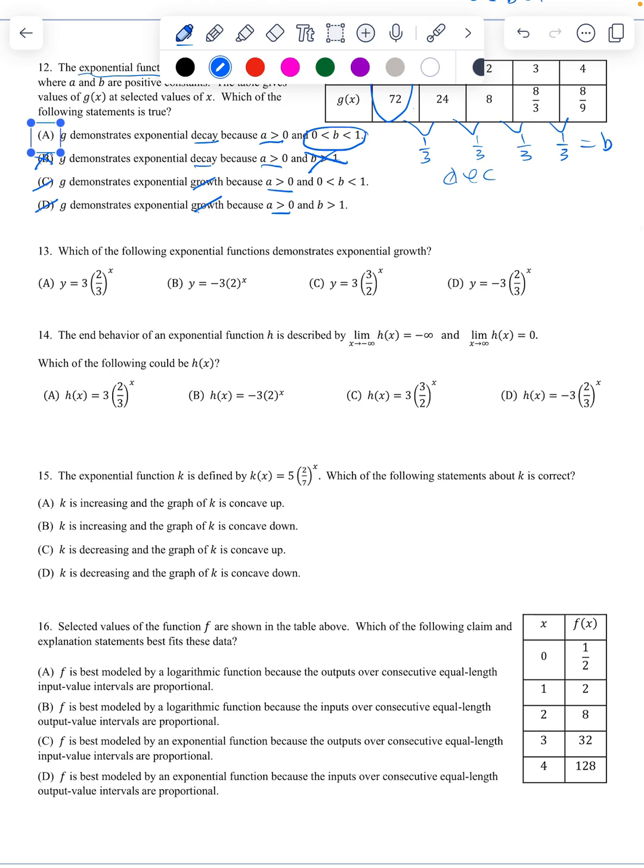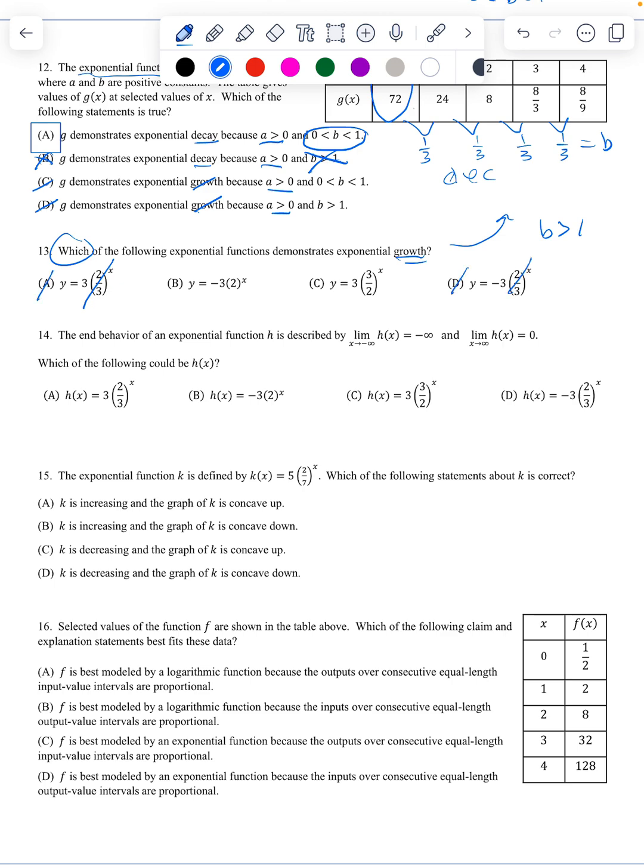Okay, the following exponential function demonstrates exponential growth. Oh, excuse me, it says which. I was like, what is the actual question here? Okay, so keep in mind, growth means that it's going to be increasing from left to right. And so for one thing, I'm going to need a B value that is greater than 1. Here, my B value is less than 1, so A is out, so is D.